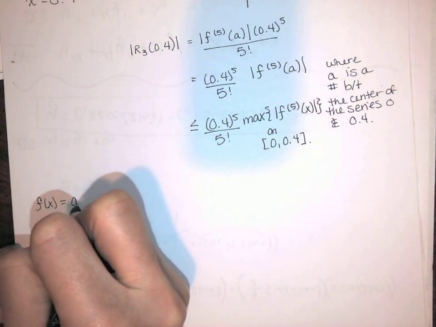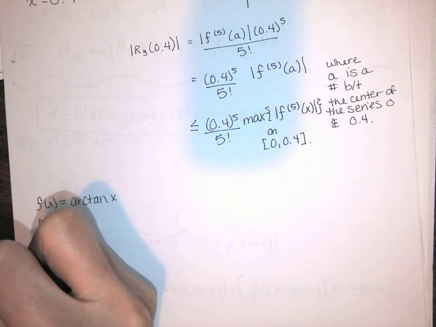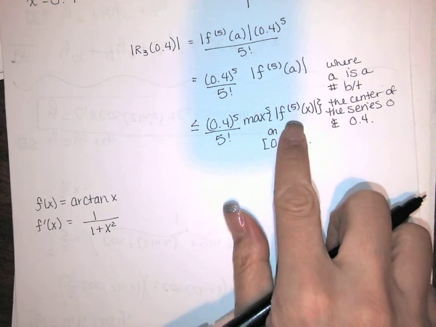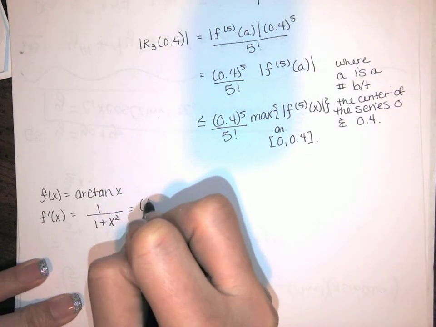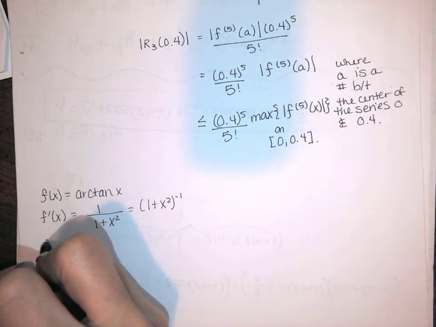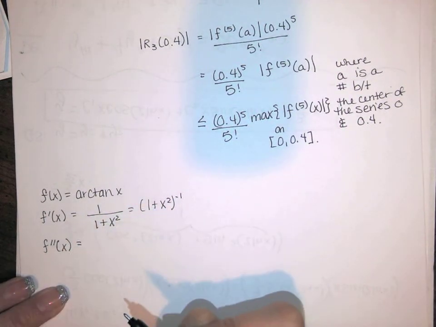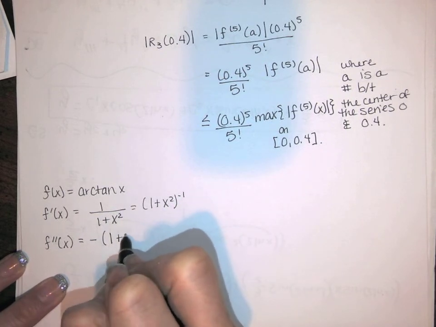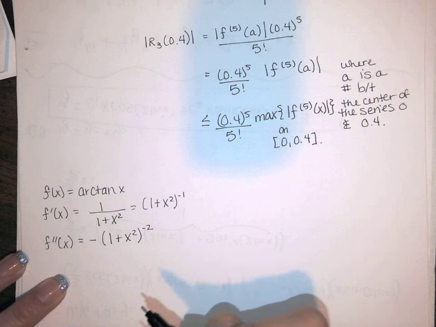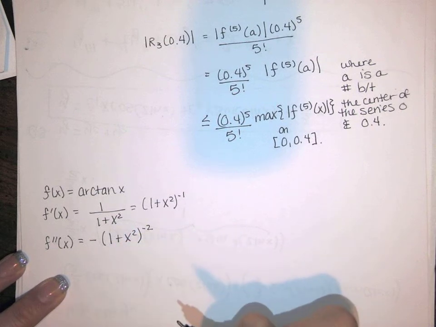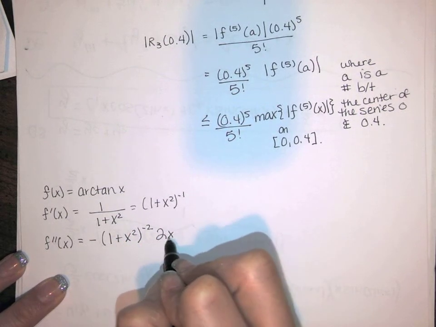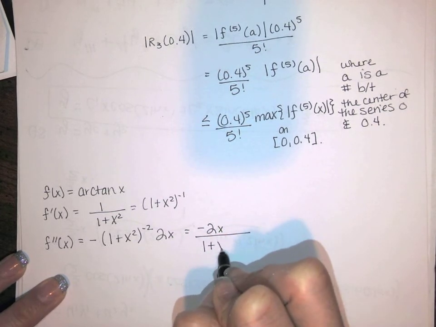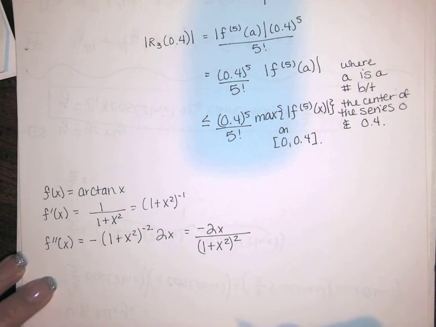F of x is arctan of x, and the first derivative is just 1 over 1 plus x squared. Now I need the fifth derivative. So I will rewrite this as 1 plus x squared to the negative 1, and then we'll use the chain rule to take the next derivative. So the derivative of something to the negative 1 is negative 1 times the function that we started with to the negative 2 power times the derivative of the inside by the chain rule. Derivative of the inside is just 2x. And I could rewrite that this way. This is negative 2x all over 1 plus x squared quantity squared.